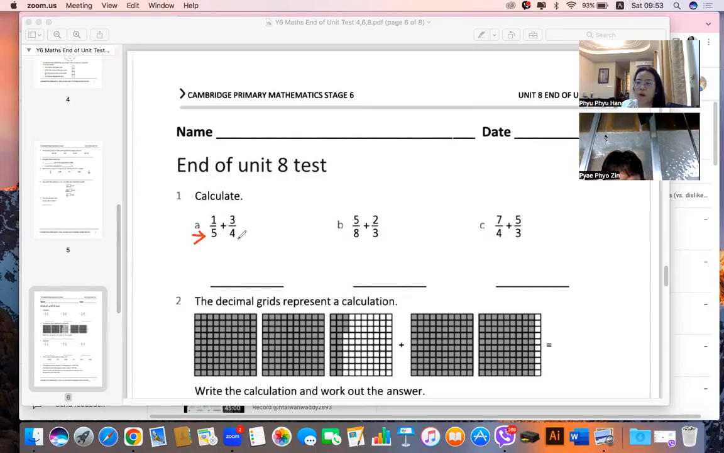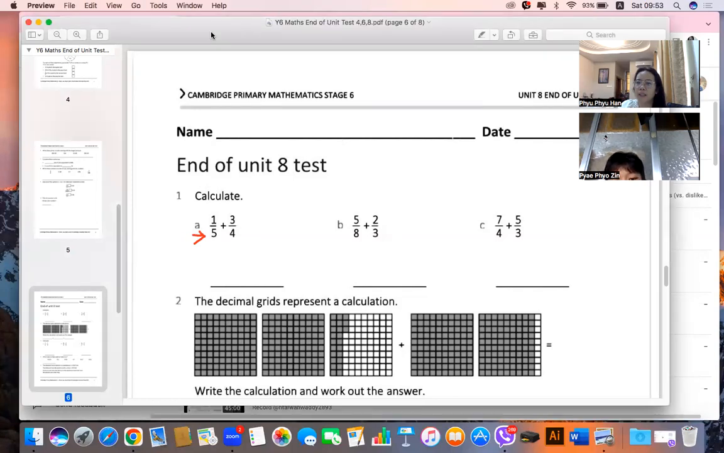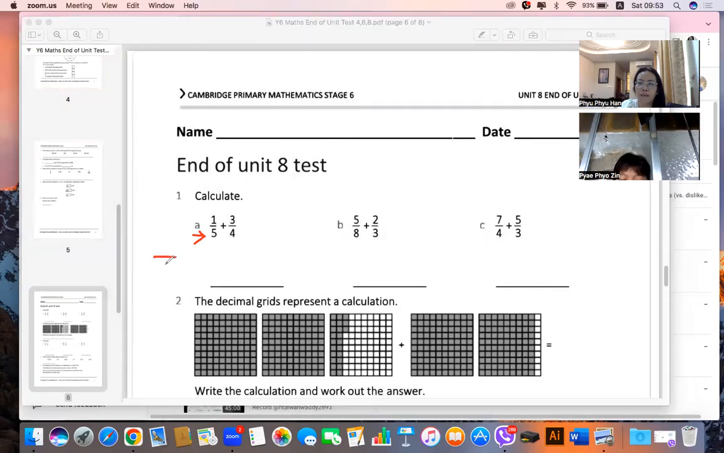So 5 and 4, what are the common multiples? 5 and 4. We cannot make 10, 12, 15. 16, 18, 20, can we make? 5 multiplied by 4. Yes, 5 multiplied by 4, we can make it into 20, right? So for this one also, we multiply with 4. So what do we get? 4 by 20. Plus.